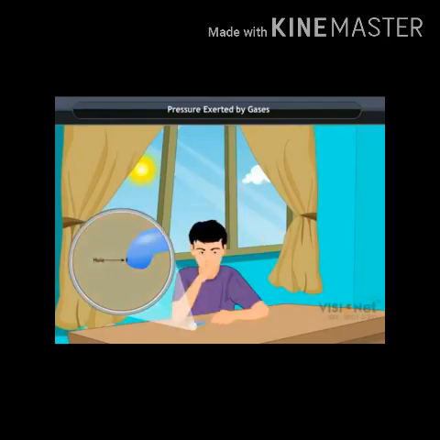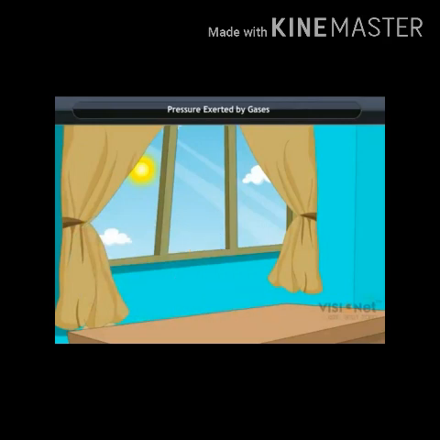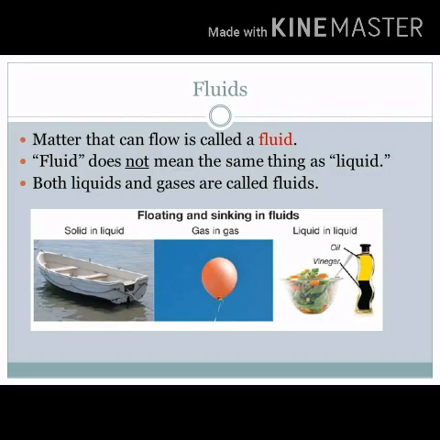If a pinhole is created in the balloon, air leaks out and the balloon does not inflate fully. This shows that, like a liquid, gas also exerts pressure on the wall of the container in which it is enclosed. All gases and liquids can flow, hence they are called fluids.